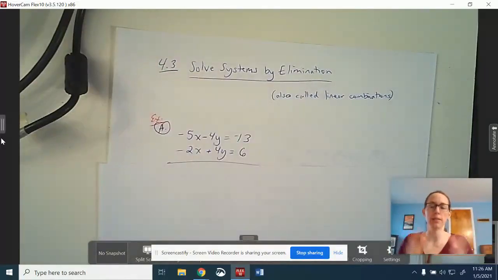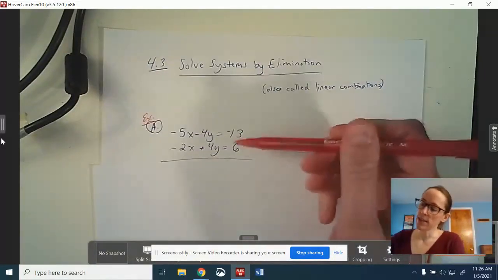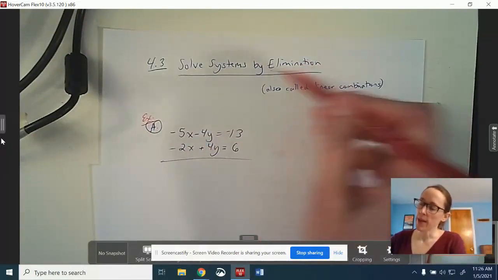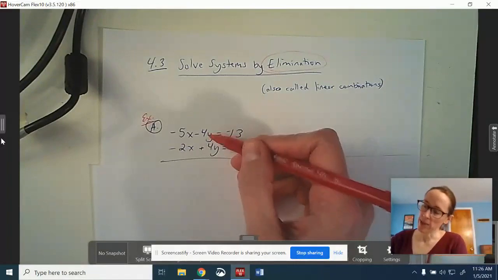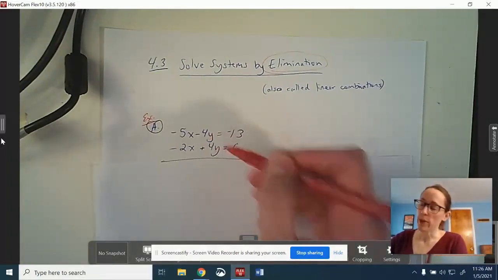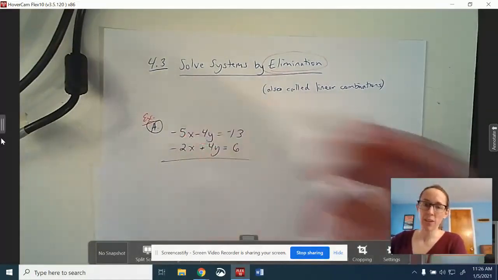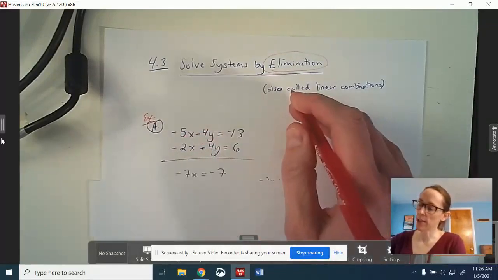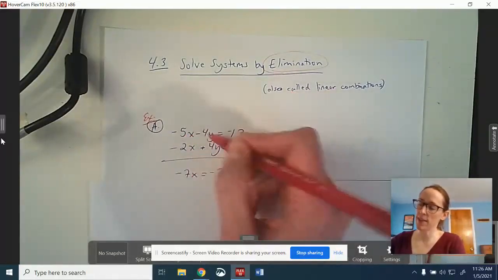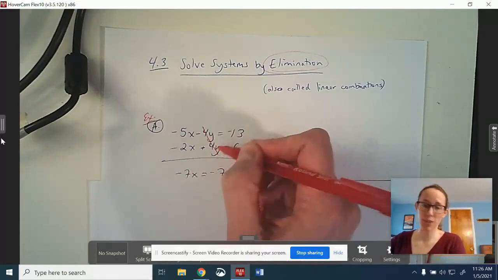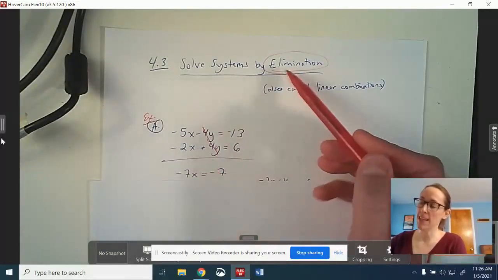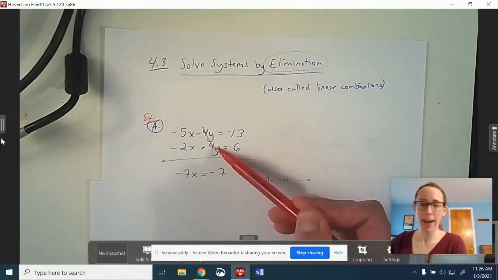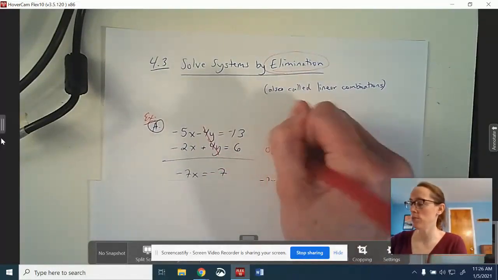I'm not numbering it because you don't need to write it down. So this is a system, and we can solve this by elimination because we have opposite terms. See how we have minus 4y and plus 4y? Well, what we can do is just add these two together, because when we add these two together, this is going to make negative 7x. These terms will cancel, and then this makes negative 7. So what's happened is we've eliminated the variable y because we have opposite terms.